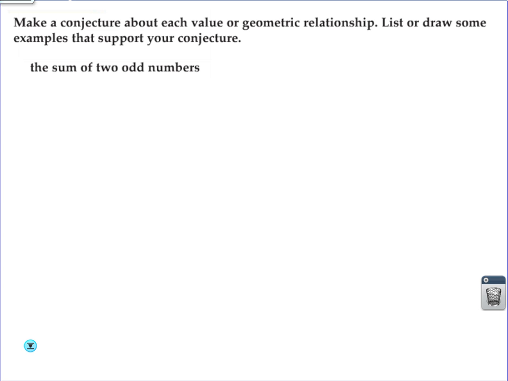Make a conjecture about, and I like this problem, this is a good one. Make a conjecture about each value or geometric relationship. List or draw some examples. You're going to have to do some examples here. The sum of 2 odd numbers. We're going to use inductive reasoning to try to figure out what happens when you add 2 odd numbers together.